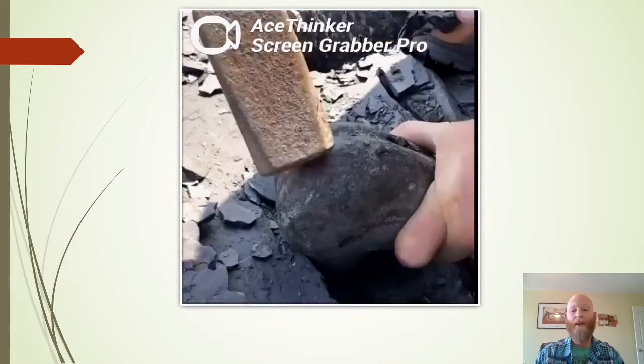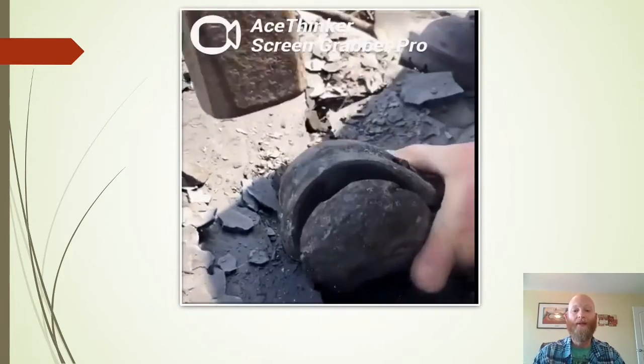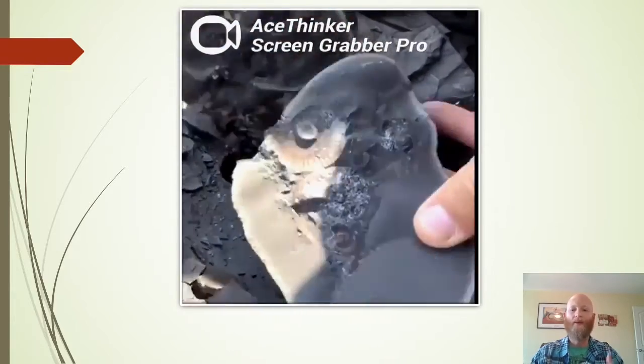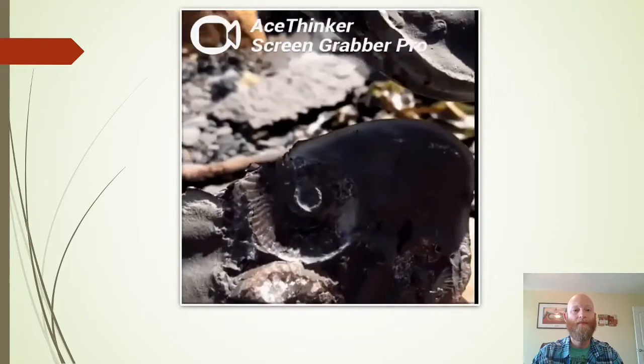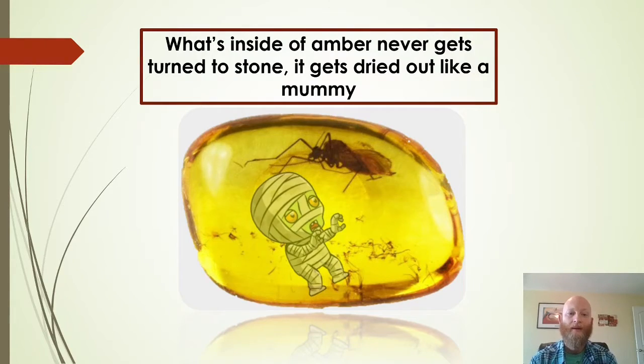So what is inside of amber is the real thing. It's the actual organism, whatever it is, that was trapped. So what gets trapped in amber is the actual object, not a replacement of the object. It's not been turned into stone. It's been dried out like a mummy, but it's the actual thing. Here you see an insect, and that is the actual insect that got trapped, we're going to say, tens or hundreds of millions of years ago.